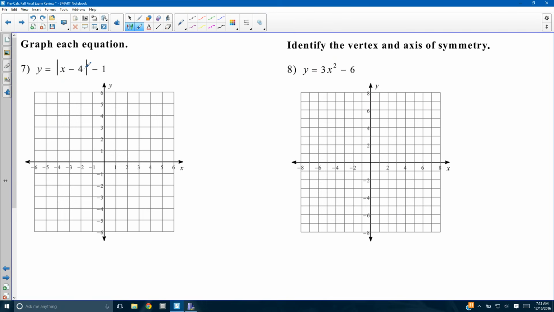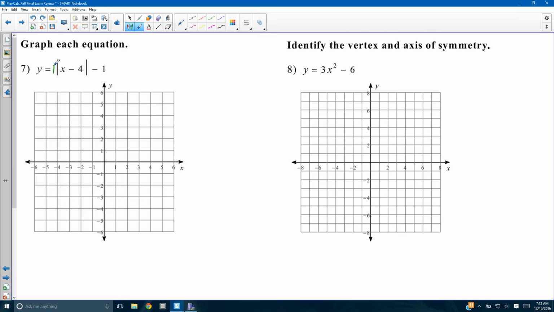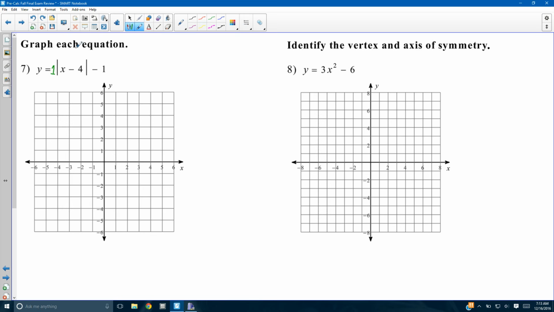Y equals the absolute value of x minus 4 minus 1. Here what we're looking at is stretch factor of 1 out here. Identifying the vertex means what's the lowest or highest point we can get. That happens when you take the absolute value of 0. When x equals 4, you're going to be taking the absolute value of 0. When x is 4, you get 0 minus 1, which is negative 1. Your vertex is going to begin here at 4, negative 1.